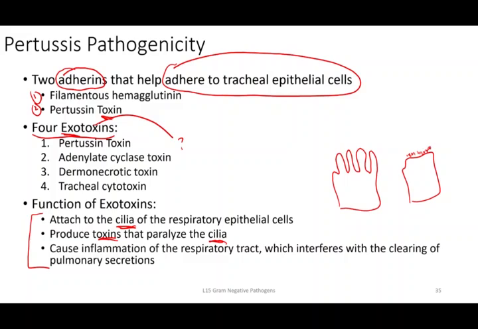So these toxins are ultimately going to paralyze the cilia, and not only that, they are going to negatively affect the physiology of the lungs so that the secretions are not doing what they're supposed to do. And as you might guess, being called whooping cough, it's going to lead to a pretty severe cough that has a unique manifestation that we'll talk about momentarily, but that's why it's called whooping cough.